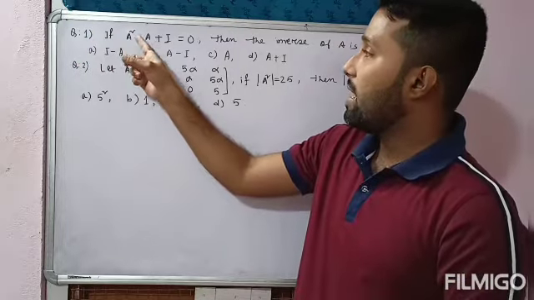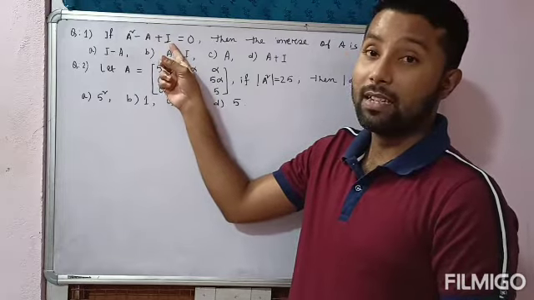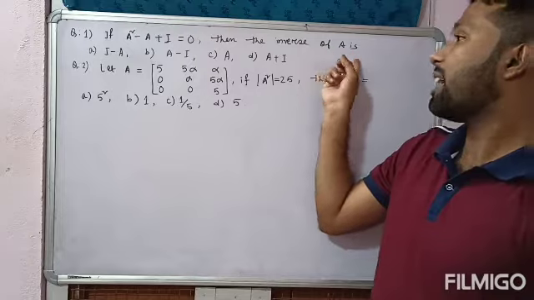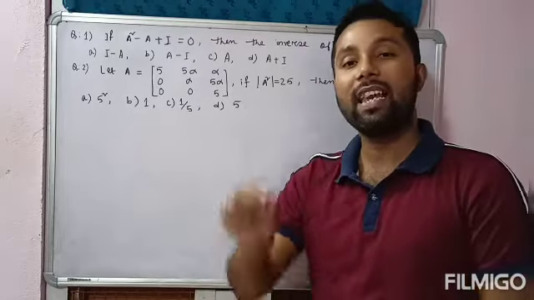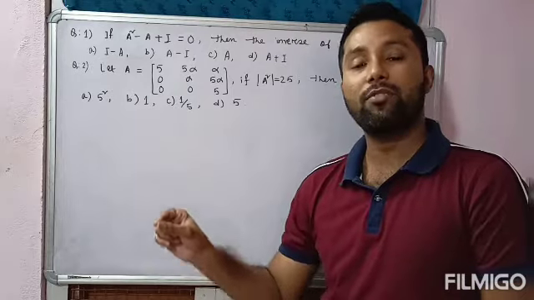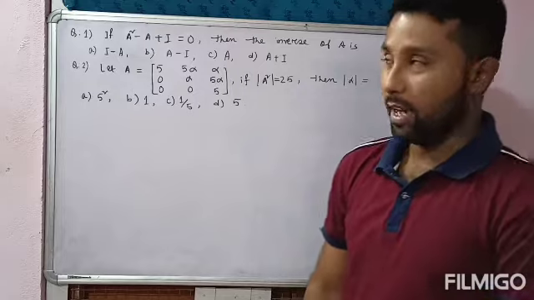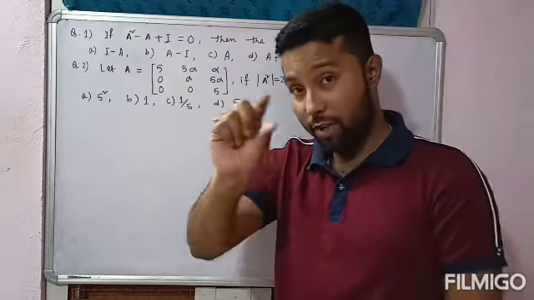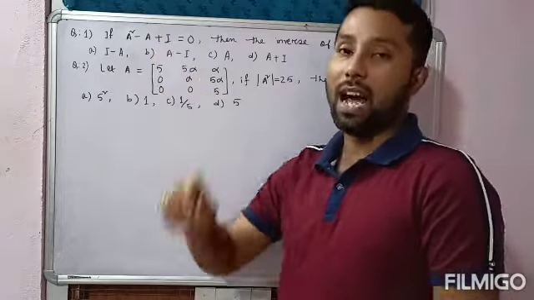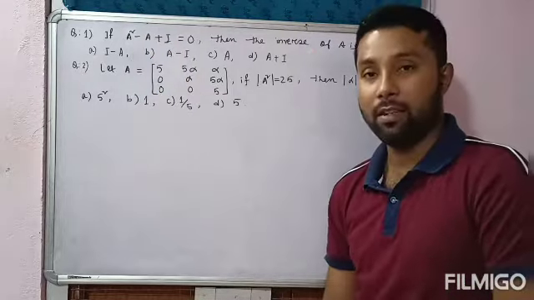If A square minus A plus I is equal to 0, then the inverse of A is, where A is a square matrix. Capital letter A is a square matrix and I is the identity matrix. So here one algebraic equation is given, that is A square minus A plus I is equal to 0. You have to find the inverse of A.